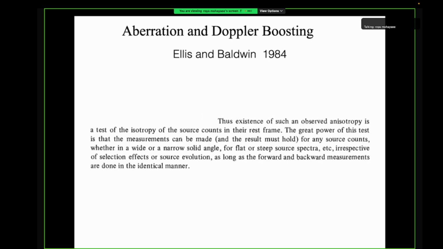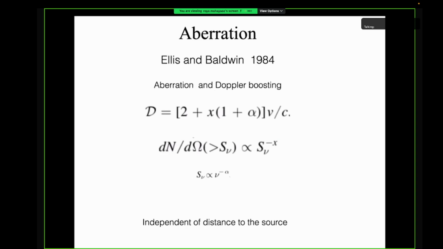Now, this was the paper by Ellis and Baldwin. It's very interesting to see. This is an extremely simple and very powerful test, and a major reason is that it's independent of the distance to the source. I don't need to know the distance to the source. I don't need to do the redshift. I don't need to do the distance. I can just use the angular position of the sources.